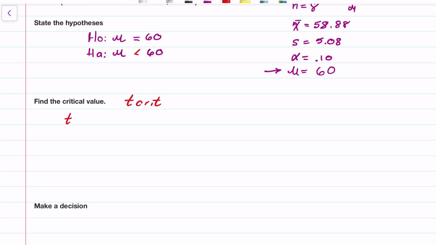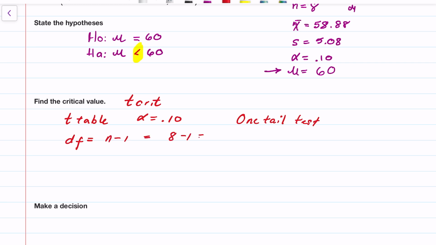So for this, we need the t-table. And we need the alpha, which is 0.10. We also need to know whether our test is going to be one tail or two tail, because we are using the less than symbol. So that tells you that it's a one tail test. The next thing we need is the degrees of freedom. The formula for degrees of freedom is n minus 1. So our n is 8 minus 1, so that's going to be 7. That's all that we need for finding the critical value, t-crit.